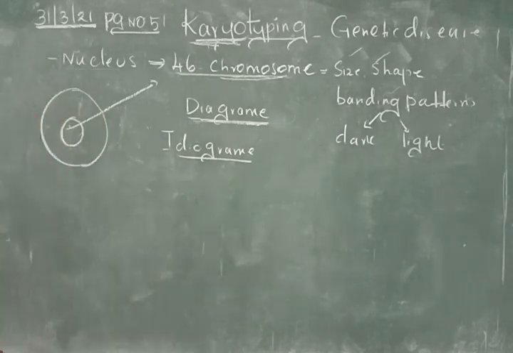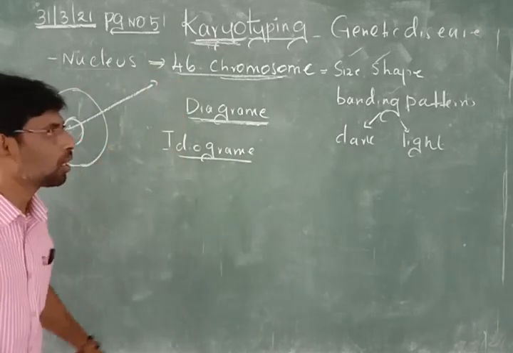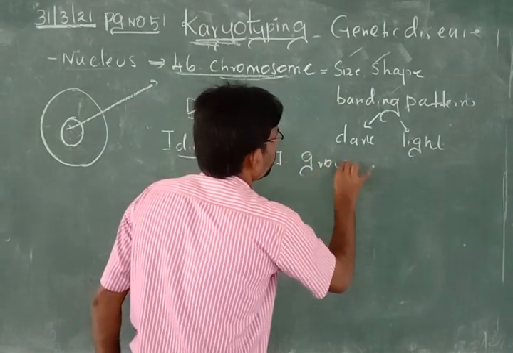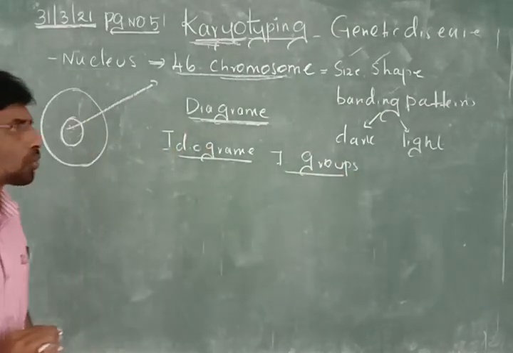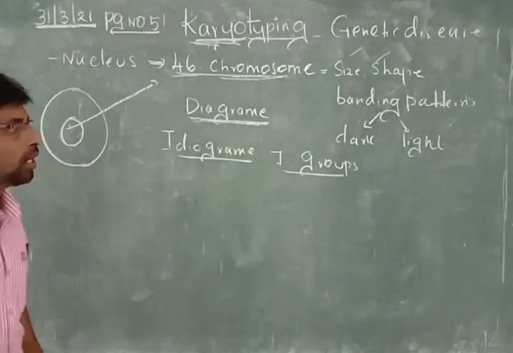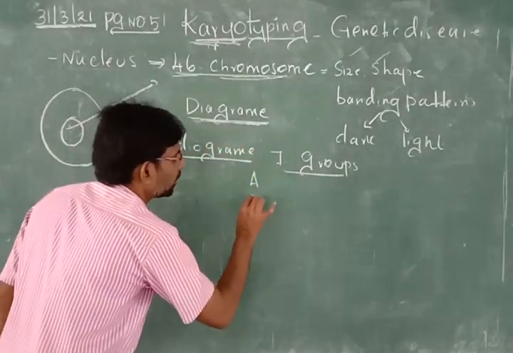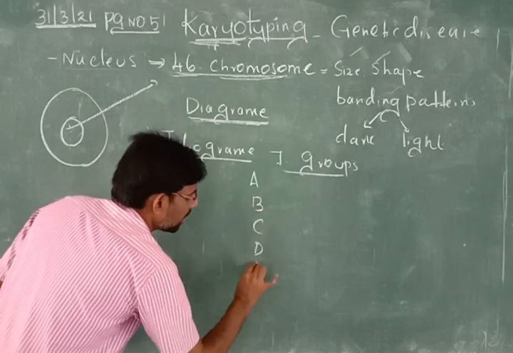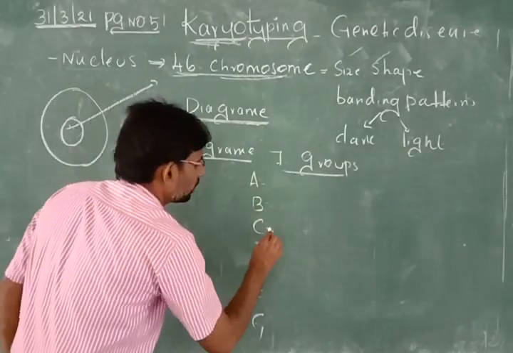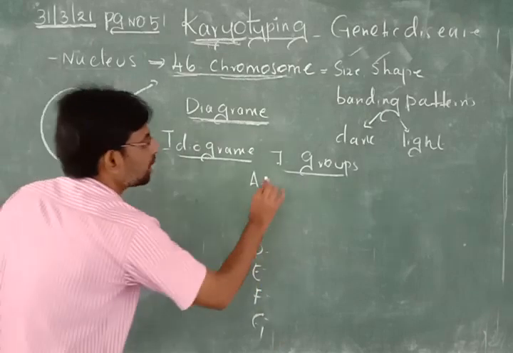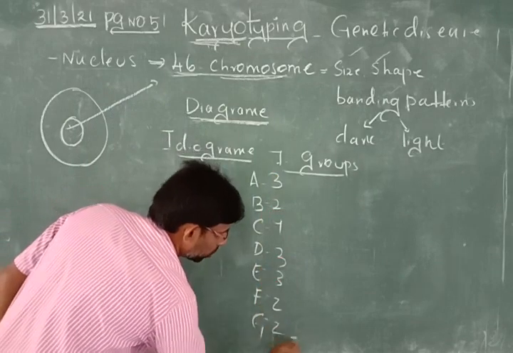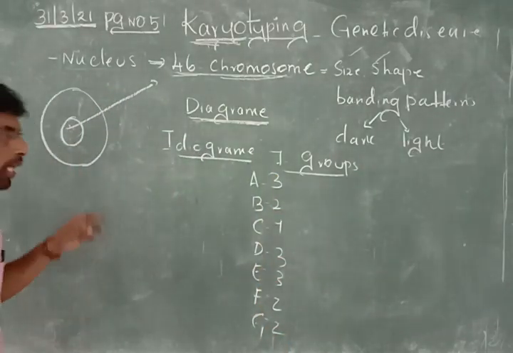So next, these 46 chromosomes are arranged in 7 different groups. The diagrams will come afterwards. So this entire set of 46 chromosomes is arranged in 7 groups, that is from A to G. That means A, B, C, D, E, F and G. And I'll give you a number sequence for remembering how many chromosomes are located in each group, that is 3, 2, 7, double 3 and double 2. So this is the number of chromosomes that we have.